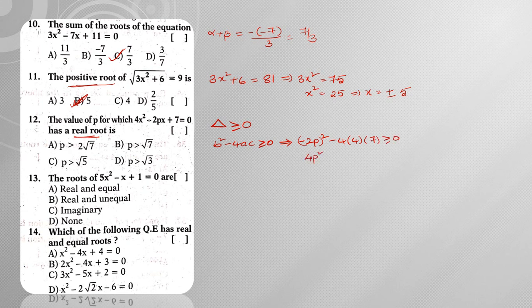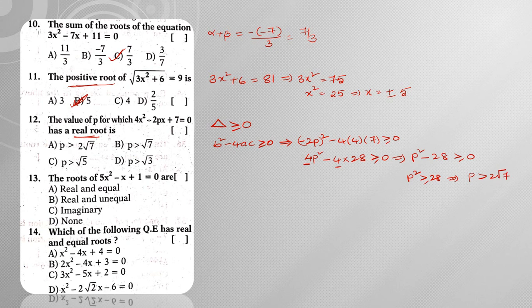This becomes 4p square minus, so here also I am having 4 into 7, 4 7s are 28, greater than or equal to 0. Now in both the terms I am having 4 as common, so I can divide with 4. Then what I am going to have, p square minus 28 is greater than or equal to 0. So based on that, p square is greater than or equal to 28. So based on this, p is greater than 2 root 7.